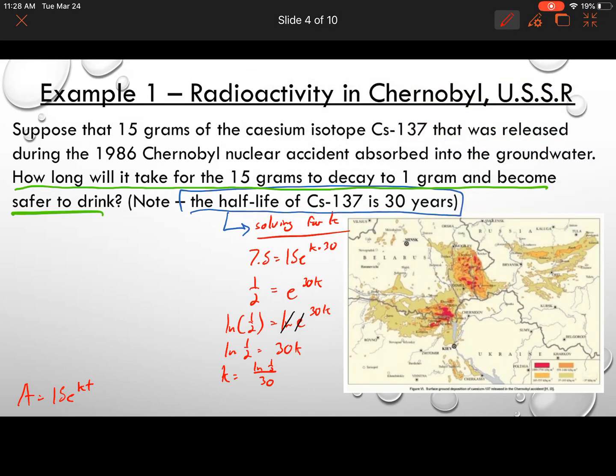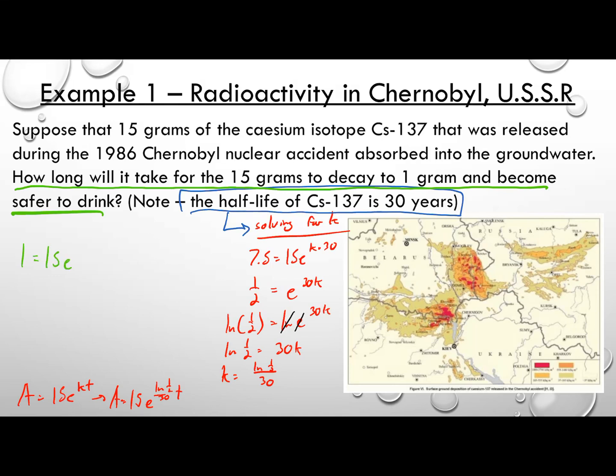Actually, let me rewrite it. So now our equation is the amount is equal to 15 e to the power of k, where k is ln of 1/2 over 30, times t. Okay, so let's find out how long will it take for the 15 grams to decay to 1 gram. So how long will it take to equal 1 gram? Okay, so 1 equals 15 e to the ln of 1/2 over 30 times t.